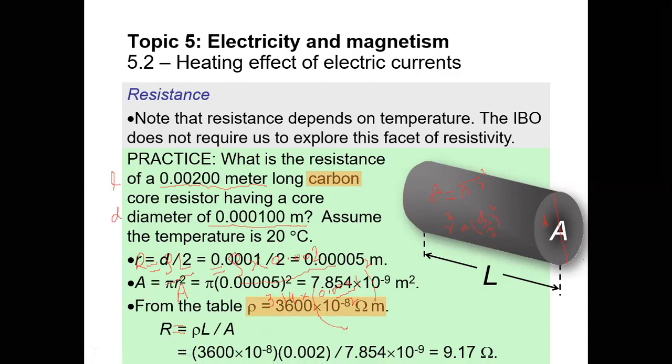This part only. Remember, this is the resistance. Remember, its specific resistance is given, that is 3600 × 10 power minus 8 for carbon. But the resistance of this length and this diameter is 9.17. Okay, then we go ahead.